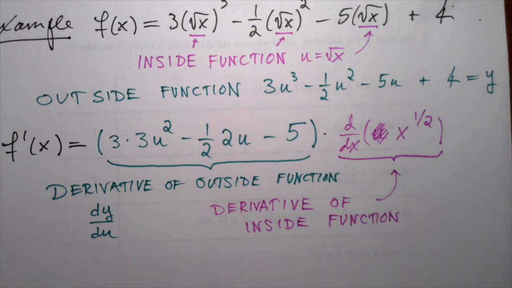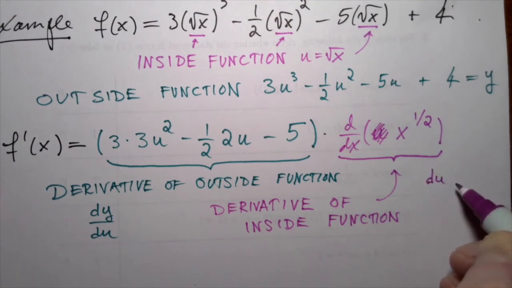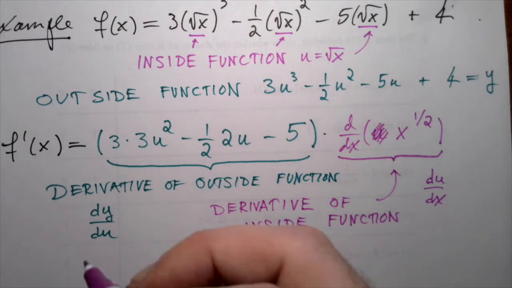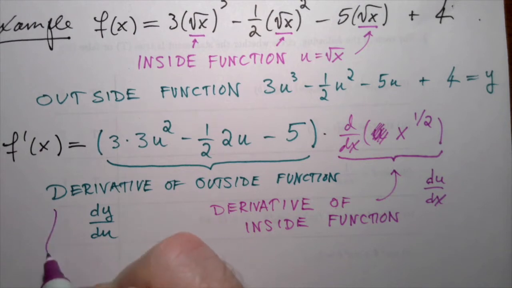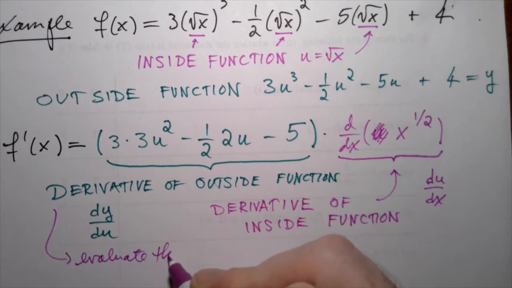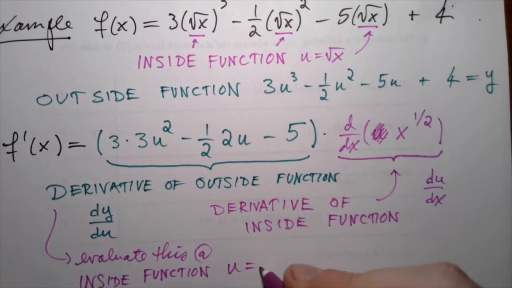Since I wrote dy over du here, let me also include the du by dx notation for this piece, since that's what it is. Derivative of u with respect to x. Okay, and then what did I just say? We now need to evaluate this at the inside function. We need to plug the inside function in. So in other words, we need to sub in the square root of x for u.